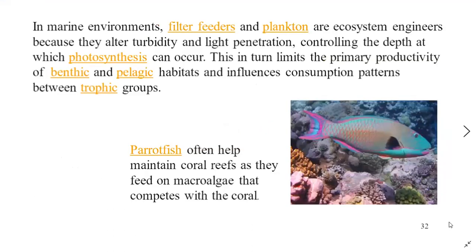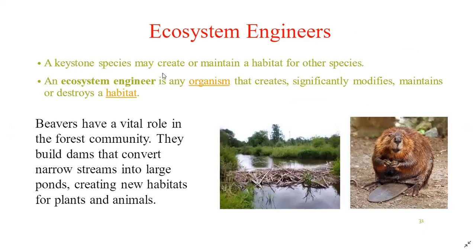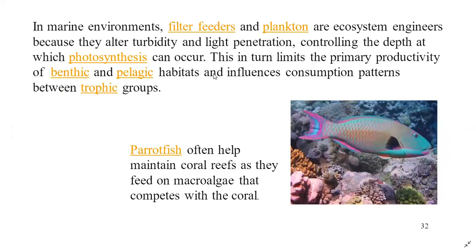Okay. So in the marine environment, we can see filter feeders and planktons are ecosystem engineers. See how questions come on this, like beavers, so you have to remember. When we look into the marine ecosystem, the filter feeders and the planktons are ecosystem engineers because they alter the turbidity and the light penetration. If lots of planktons come to the surface, and the filter feeders are also there, there will definitely be a change in turbidity and light penetration, and thus they control the depth at which photosynthesis can occur.